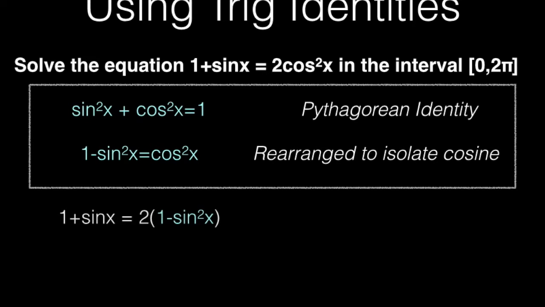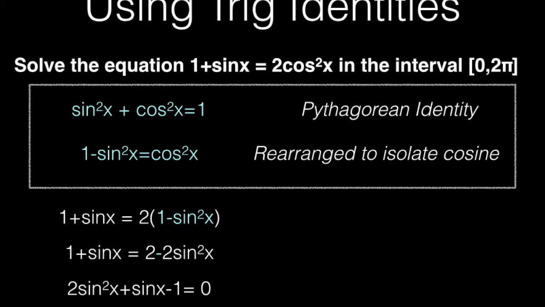Now, if we put this into our equation, we'll get 1 plus sine x is equal to 2 times 1 minus sine squared x. Now, if we multiply the 2 out, we get 1 plus sine x is equal to 2 minus 2 sine squared x. Now this kind of looks like a quadratic equation. So we move all the variables to one side, and we get 2 sine squared x plus sine x minus 1 is equal to 0.